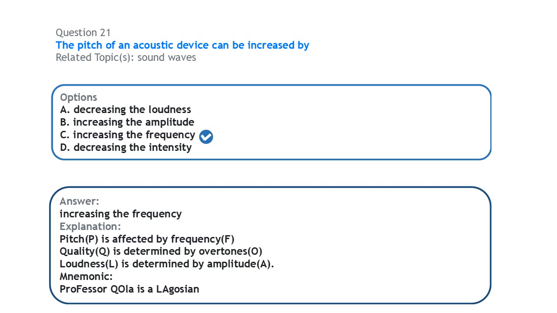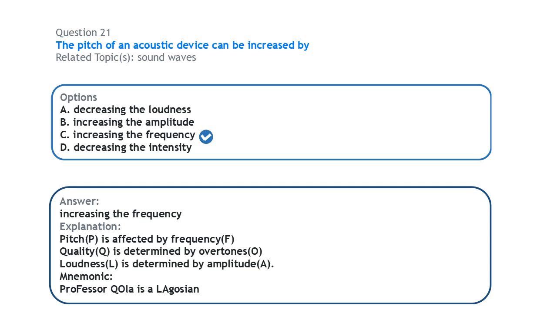Now there are certain attributes of sound like pitch, quality and loudness, and there are factors that determine this. Okay, pitch, for example, is determined or is affected by frequency. The quality of sound is determined by the overtones, while the loudness is determined by the amplitude. So a simple way to remember this is to use this mnemonic here. Okay, Professor Collab is a Lagosian. So in professor, here you have the P and F, meaning pitch is affected by frequency.